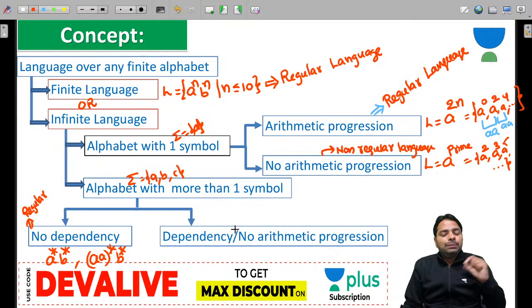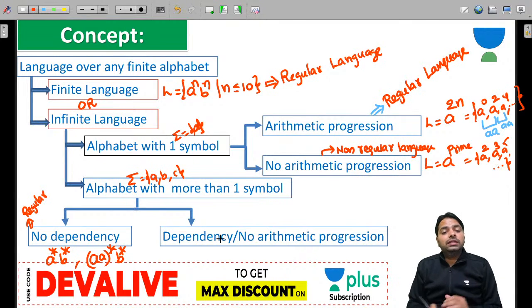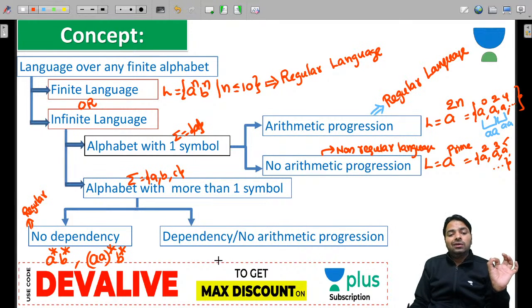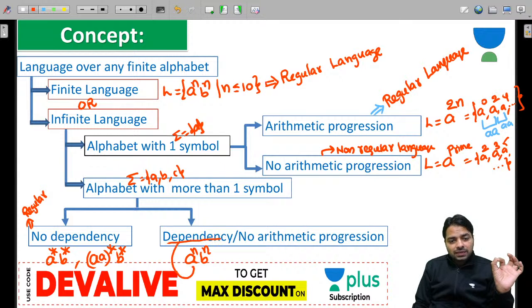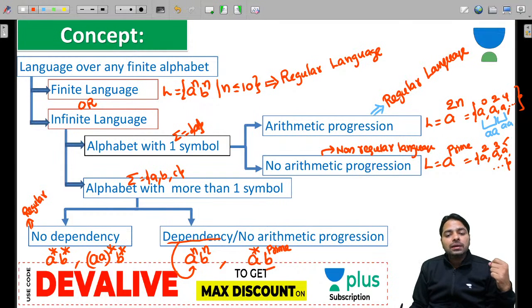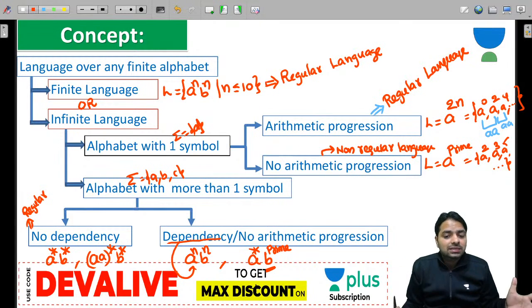And when you have a dependency, or when you have no arithmetic progression, then there is a chance it is not regular. What is that? a power n b power n. This comes under dependency. And when you say a power prime, this has no arithmetic progression. Here the word dependency doesn't come.